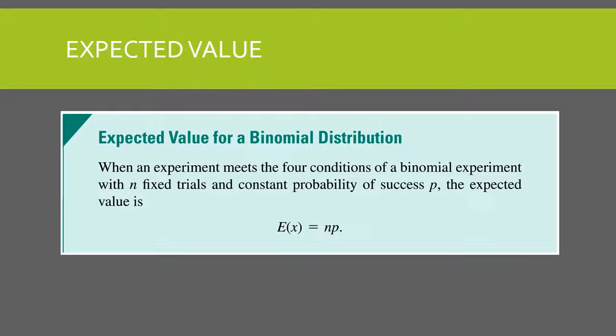And when an experiment meets the 4 conditions of a binomial experiment with n fixed trials and constant probability of success, the expected value is n times p. So if you meet all 4 conditions, you have a set number of trials, you know the probability of success, multiply the number of trials by the probability of success, and that gives you the expected value. And again, we saw that with the last problem. You have a probability, 0.5 of having a girl, 3 trials, 3 times 0.5 gives you 1.5.